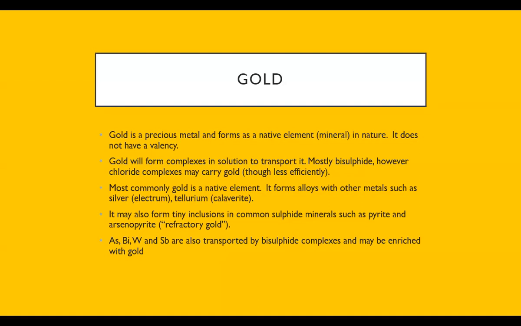And generally, similar to silver, you find it most commonly as a native mineral, but sometimes you'll find it in things like pyrite, arsenopyrite, as what we call refractory gold. And so the metallurgy of those systems is a little bit more complicated than native.